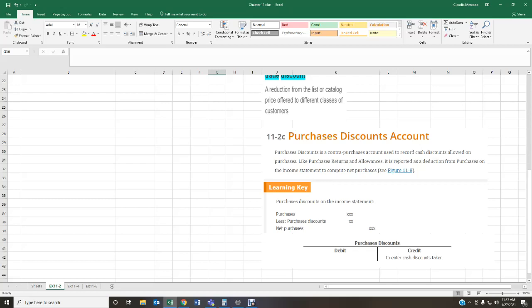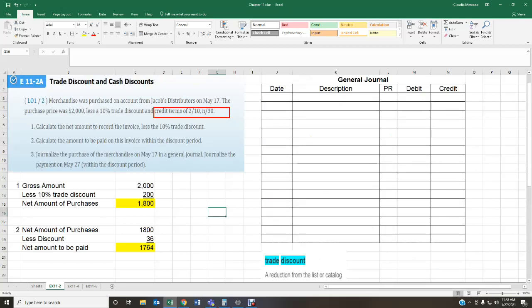Okay, when we are getting ready to record our entries, anytime we have purchase discounts, it's going to have a normal balance of a credit. This is coming straight out of your book. Purchase discounts is a contra purchases account with a normal balance of a credit. So that is requirement 2.